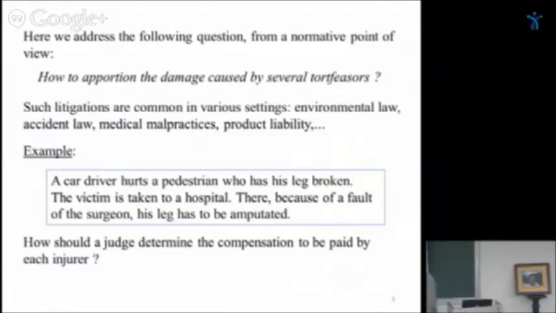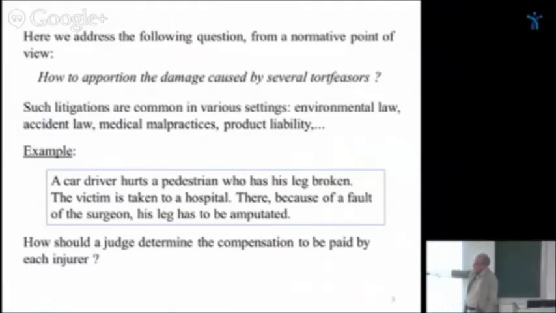What are these two numbers? Yeah, the minimum and the maximum. Okay, the minimum is the leg broken. This is for the first. That's the minimum the driver should clearly have to pay. And what's the maximum that he has to pay? Here, for the driver, the maximum is the total damage, actually.